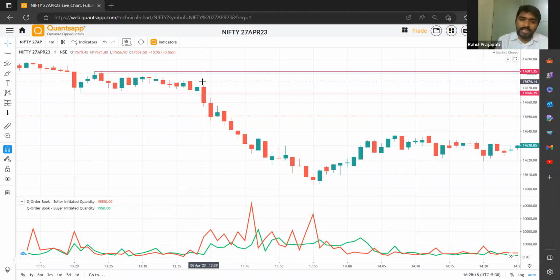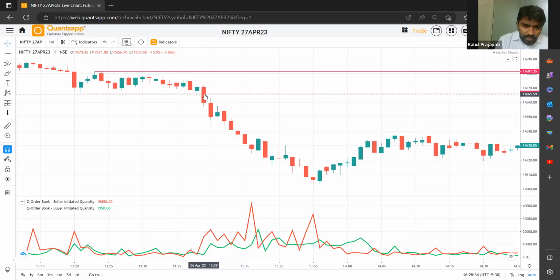Now, if you see who is aggressive at this point of time, we can simply see that the seller has sold almost 15,000 futures contracts or quantity, right? At market price, which is the bid price. So they are aggressive in selling. That's why the market is likely to fall.